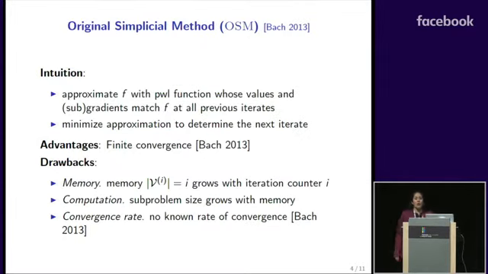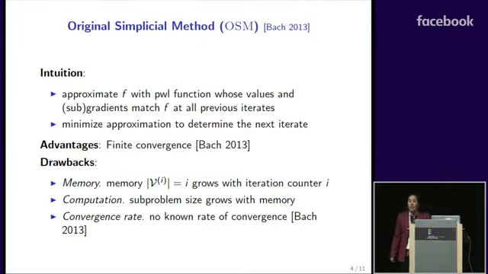Okay, the original simplicial method is one method for solving these problems that was proposed by Francis Bach in 2013. The idea is that f is piecewise linear, so we can approximate it with a piecewise linear function that has fewer pieces. We'll choose a function that matches the value and gradient of f at each of the previous iterates. We'll minimize g plus that approximation to f to determine the next iterate.